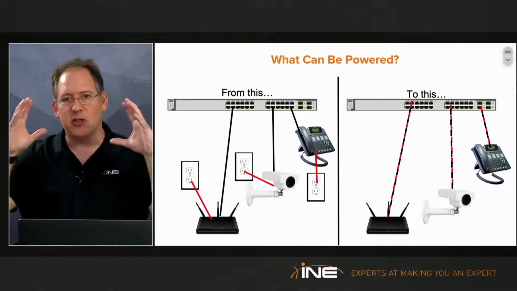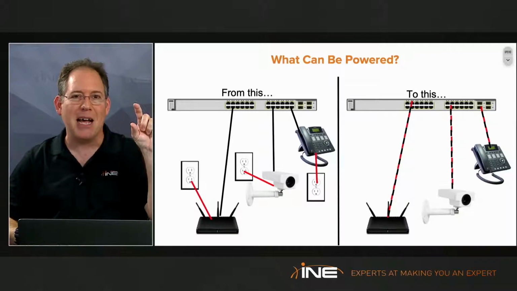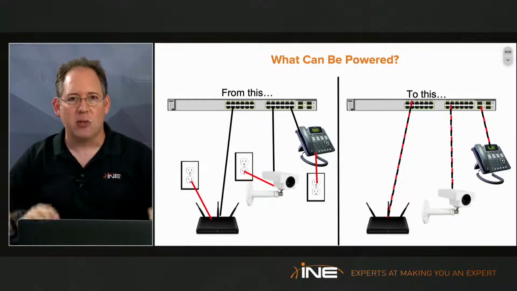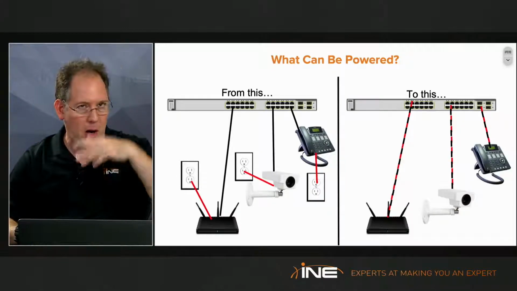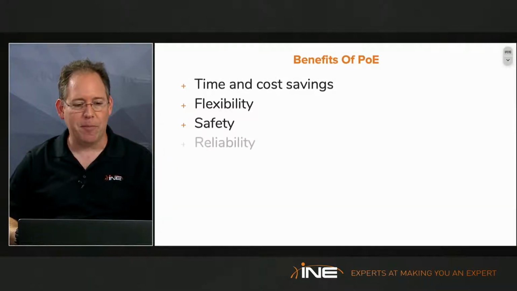Whereas once again, I could have a switch, a 48 port switch, and if all 48 of those ports are capable of supplying power, that's like 48 wall jacks all condensed into one box, which now the cables can be run out 100 meters in any given direction and provide power to whatever's connected to it.